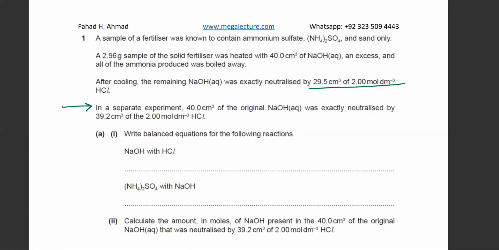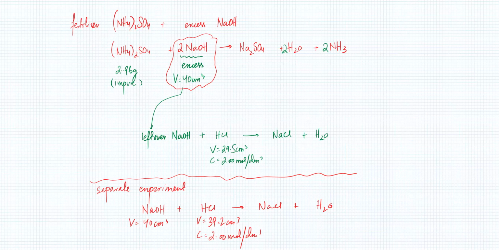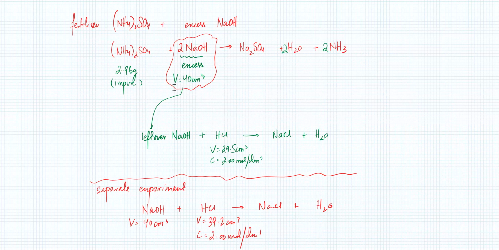Okay, so they had asked for the reactions later on, so I've written down the reactions as well. The original NaOH was neutralized by HCl. And now you have to find out, based on this, what is the moles or what is the mass of ammonium sulfate that you have in the fertilizer. So the very first thing he's asking in the question is, calculate the amount in moles of NaOH present in the 40 cm cube of the original NaOH. So remember, we are trying to find out the moles in the original NaOH. This is why he did this separate experiment.